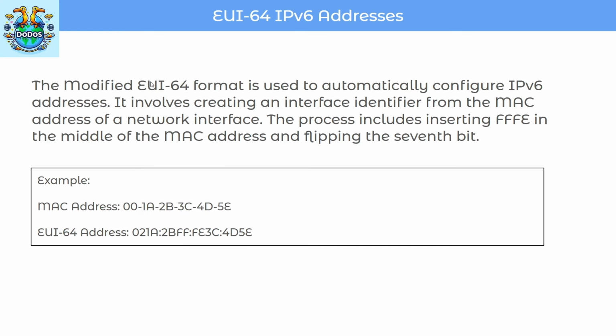EUI-64 IPv6 addresses are used to automatically configure IPv6 addresses. It involves creating an interface identifier from the MAC address of a network interface. The process includes inserting FFFE in the middle of the MAC address and flipping the 7th bit. So this is how it would look. There's the MAC address, and you just plug in the FFFE and flip the 7th bit.